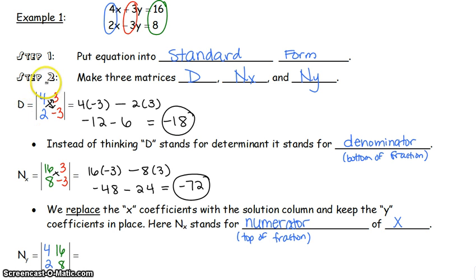So the D are the x coefficients, the y coefficients. N sub x means you replace the x's with the solution set, but the y's stay as is. The n sub y, the x's stay where they were, and you replace the y's. Okay, now we've got to find the determinant. 4 times 8 minus, don't forget the subtraction, 2 times 16. So we've got 32 minus 32, giving us a value of 0.